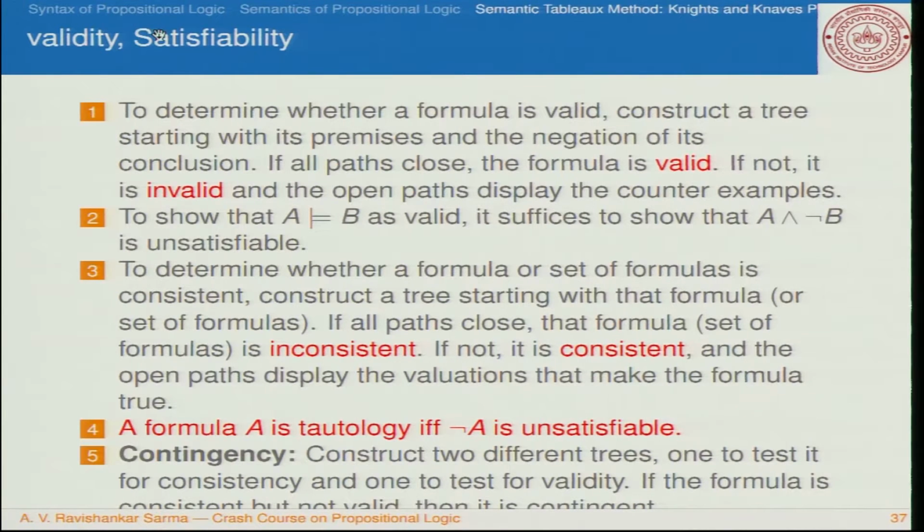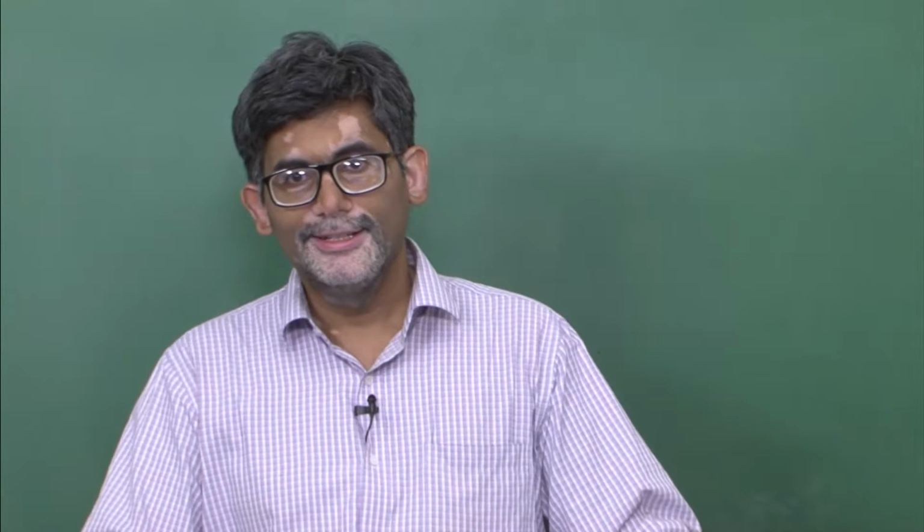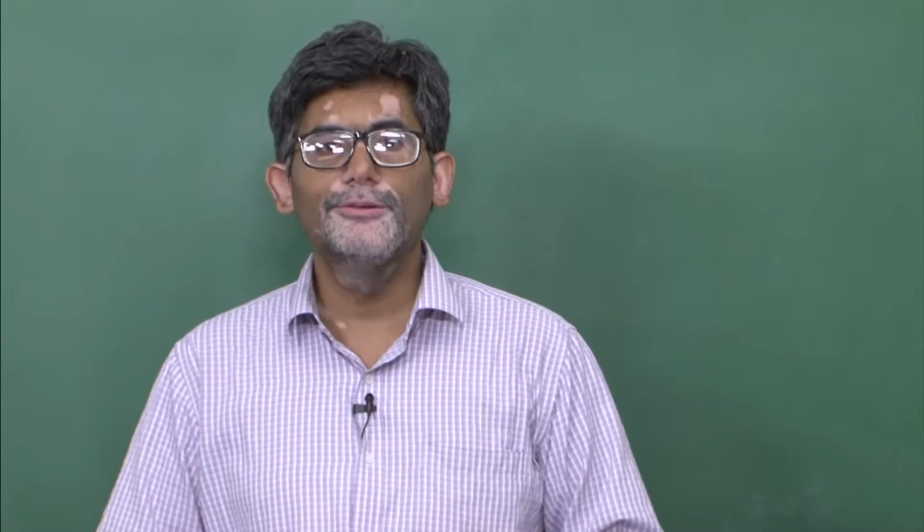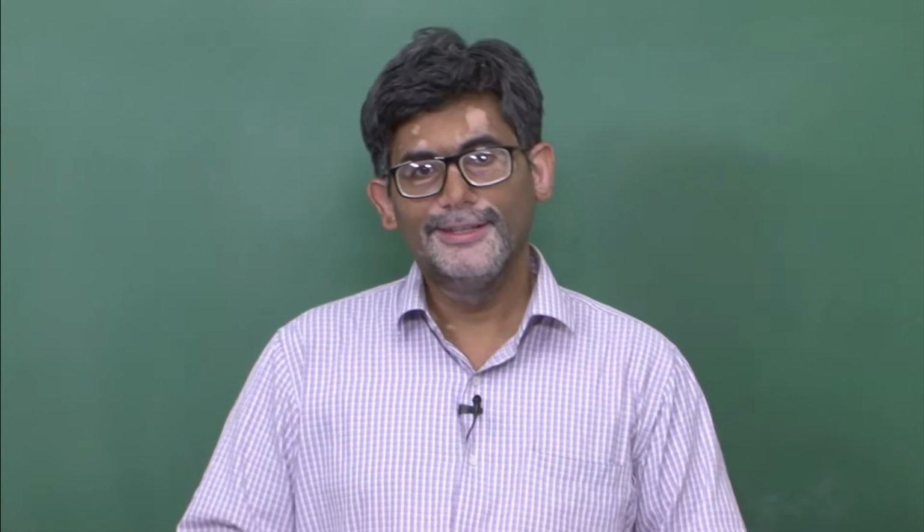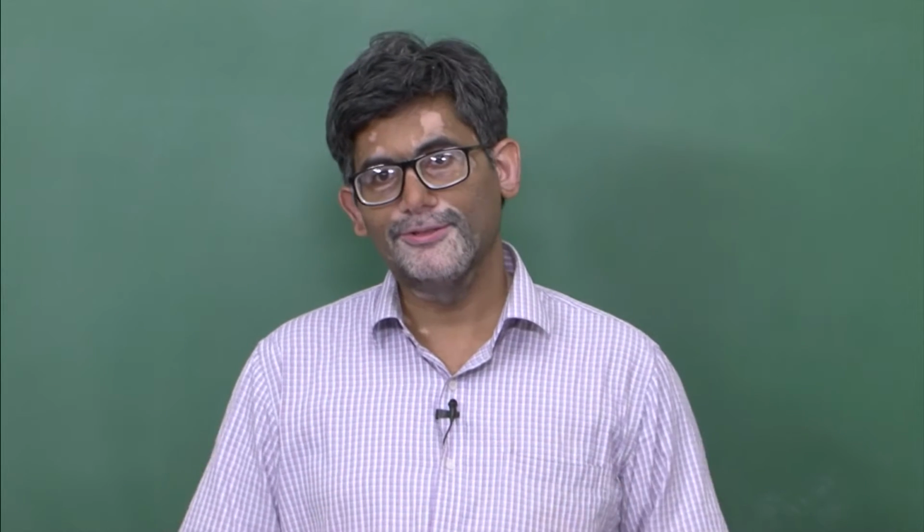For example, if you have P and not P, if you construct a tree for that one, all the branches close. A formula is said to be a tautology. As I said in the last class, in classical logic we have three groups of statements. One is contradiction, which is considered to be always false, like 2 plus 2 is equal to 5.